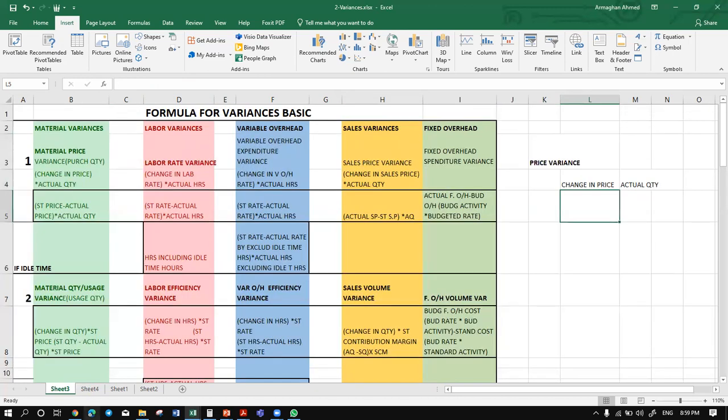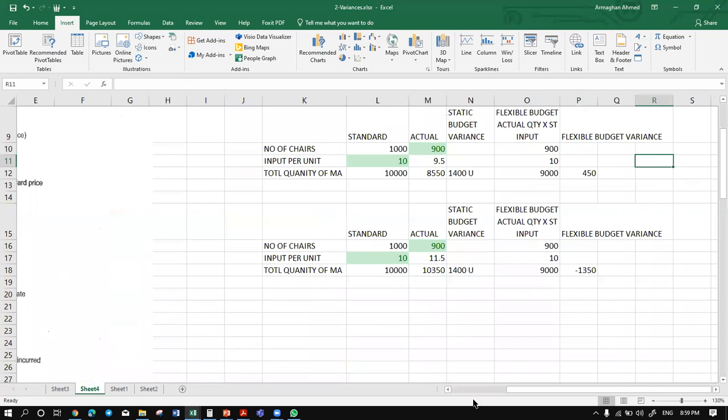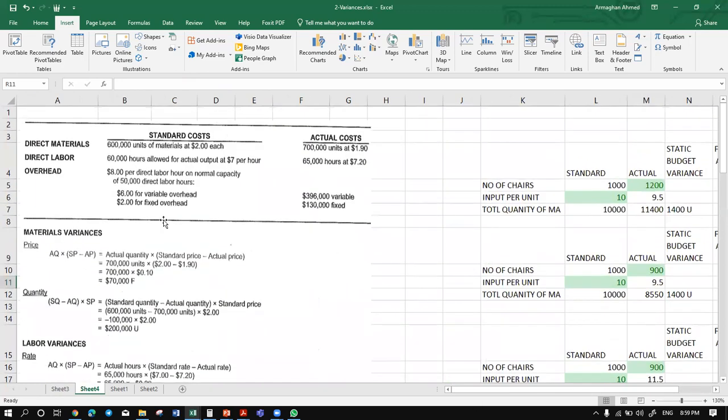Now let's see a question. Here is the question, on material. From here you can understand that they have given 60,000 units of material at $2. This is the standard cost. So what is the standard price? 2. Actual cost, how much is the price? 1.9. So the standard quantity is 60,000 and the actual quantity is 70,000.